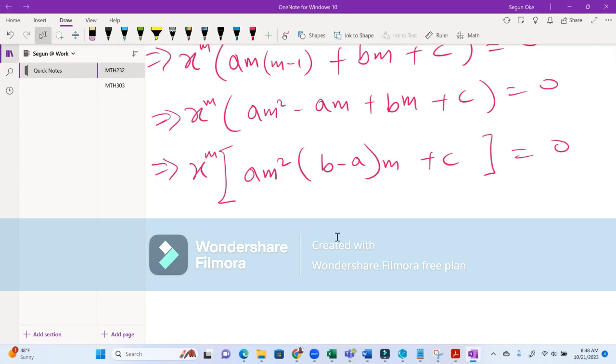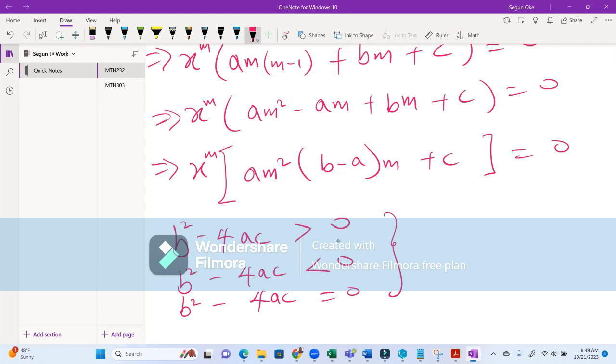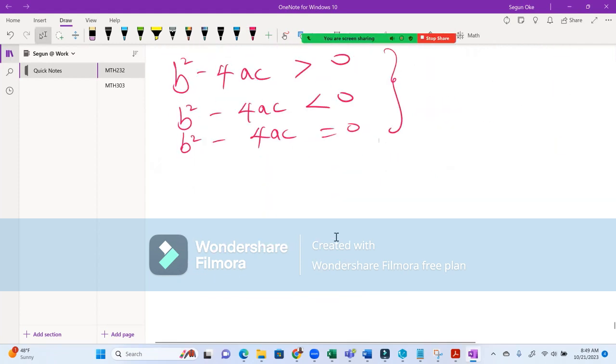So actually, you don't need to bother yourself. Remember this: b squared minus 4ac. When it's greater than 0, when it's less than 0, and when it's equal to 0, these three cases we call distinct real root. When we have it, we can easily solve them.